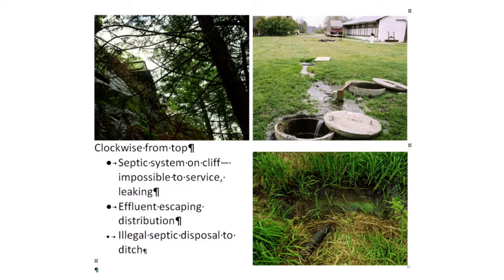So this, I know it's hard to tell, but at the top here, that's the septic system on the edge of a cliff. And he got called to go service that. And he's like, are you kidding me? There's no way to get to that. And then other things in the field, you can see there's leaking sewage. And this is an example. This is a sewage pipe going right into a field, into an irrigation ditch. So this happens, unfortunately, all the time.